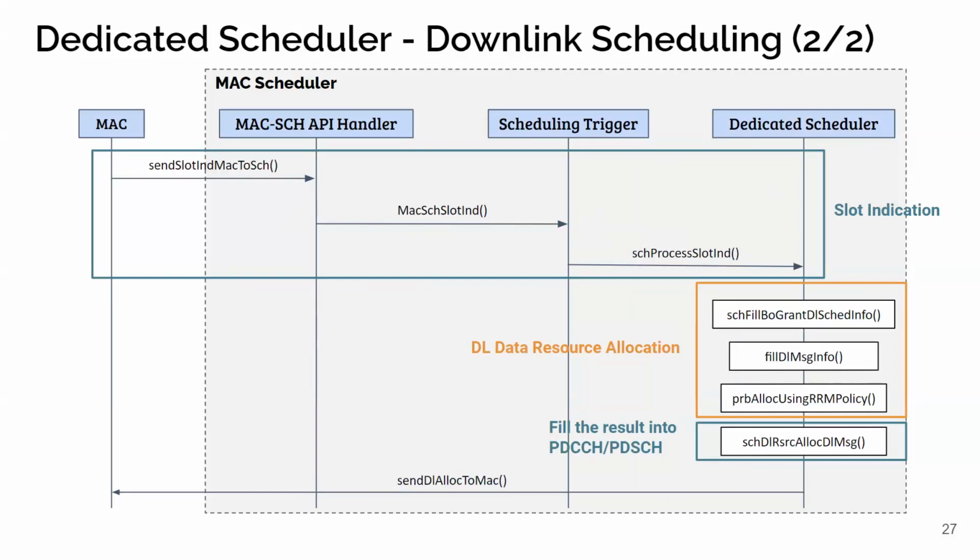So the physical layer will trigger slot indication every 1 millisecond. Everything we are talking about here should be finished within 0.5 millisecond, because after 1 millisecond you will receive the next one. Before that, you need to finish, and the physical layer also needs time to process. So this is one challenge.